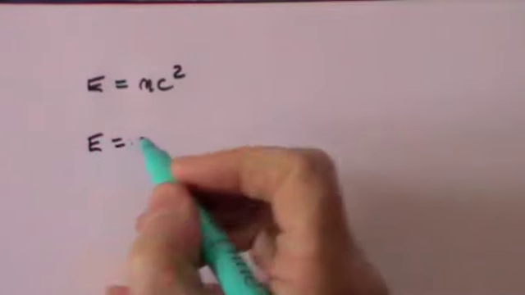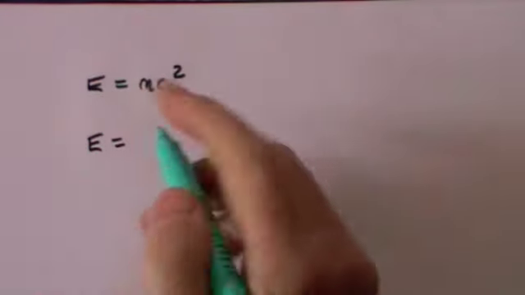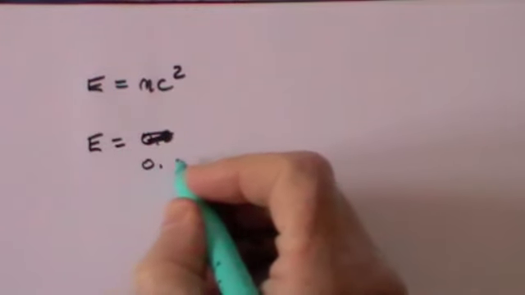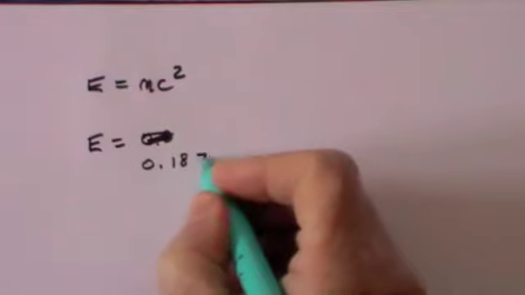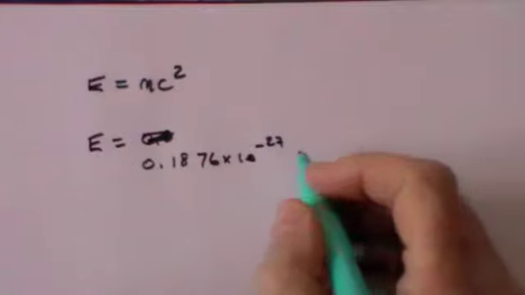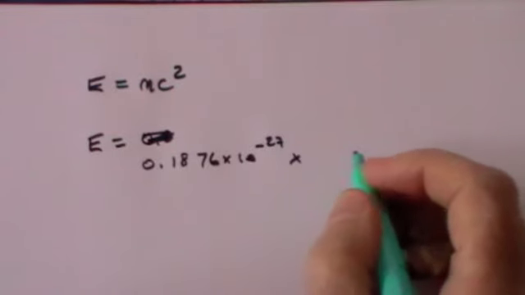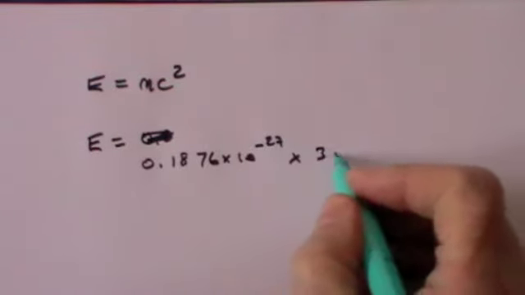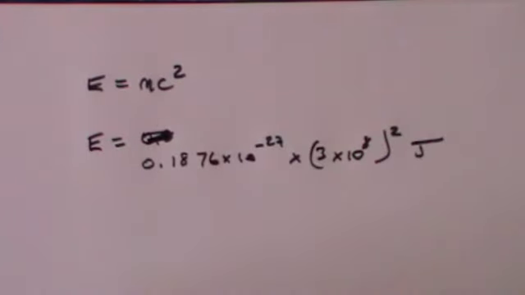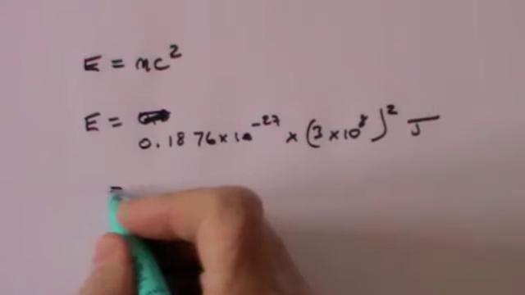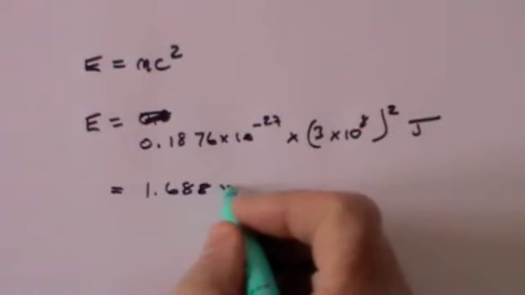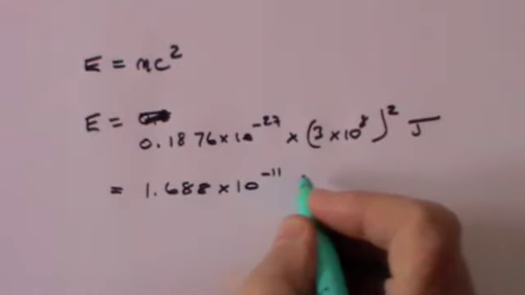So E is going to be the mass deficit, which we just calculated as 0.1876 times 10 to the minus 27 kilograms times c squared, which is going to be 3 times 10 to the 8 squared, and that's going to be in joules. And that, if you multiply that all out, you should get 1.688 times 10 to the minus 11 joules.